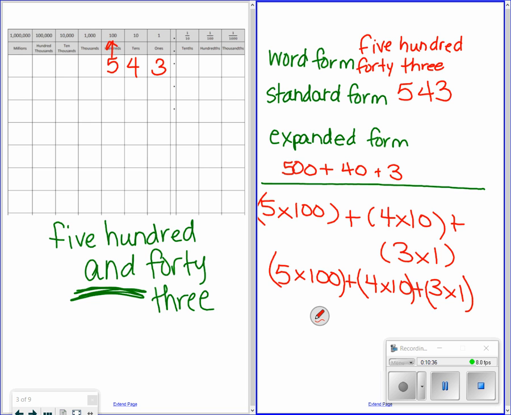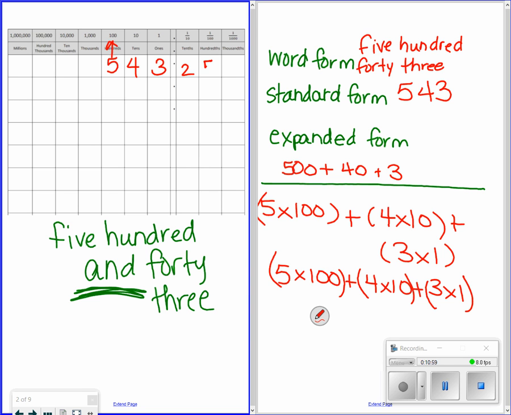So let's throw a decimal in there, shall we? Oh my gosh, it's going to be so much harder. Oh no. And not really. If you use your place value chart, it's not any different. So I'm going to leave my 543 because it's already up there. Let me do a 2 and a 5. So I'm going to teach you how to read decimals. It's really easy.